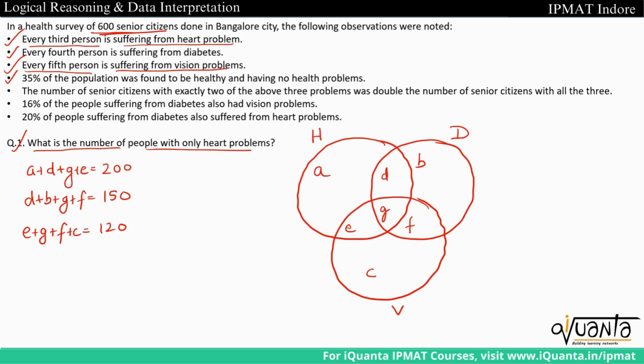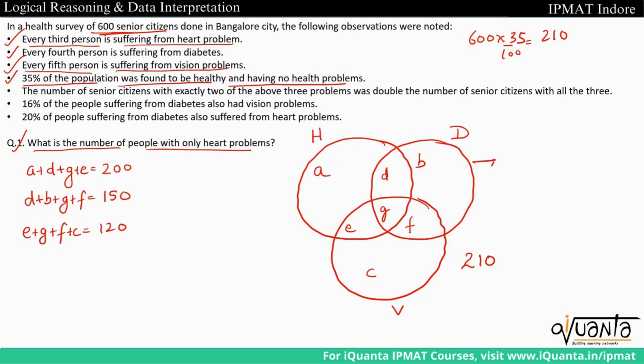The next clue is, 35% of the population was found to be healthy and having no health problems. So 35% of the population, that means what is 35% of 600? It is equal to 210. So we can say that 210 people, they are not suffering from any of these problems. So very clearly they'll be lying outside the 3 sets. So there are 210 people who do not have any problems.